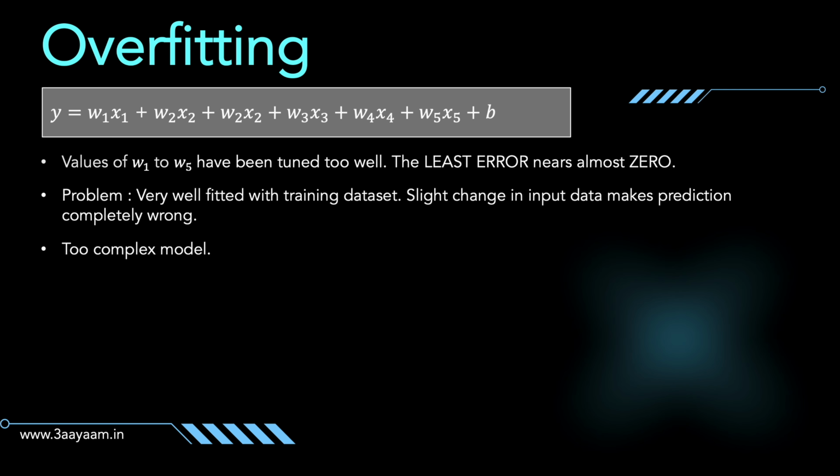Instead of selecting a way simpler model, which will create an underfitting problem, you are selecting a way too complex model which will overfit the data set. Now, in this case, again, the prediction of the model would be wrong. Another reason can be that too many epochs have been done on the dataset.